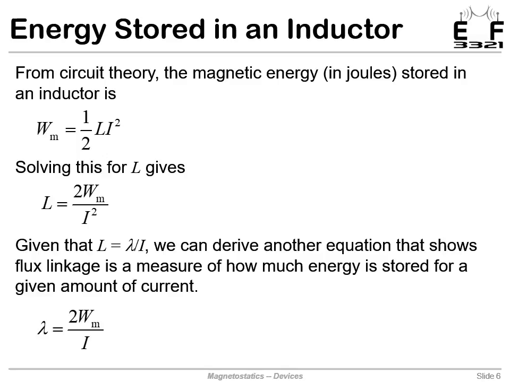And now we have an equation for the flux linkage that gives us another way to interpret it. And we really see that the flux linkage is a measure of how well it's storing magnetic energy, how well the inductor is storing magnetic energy for a given amount of current. More windings for a given current, it will have a greater ability to store magnetic energy. So it makes sense that the flux linkage is proportional to number of turns.